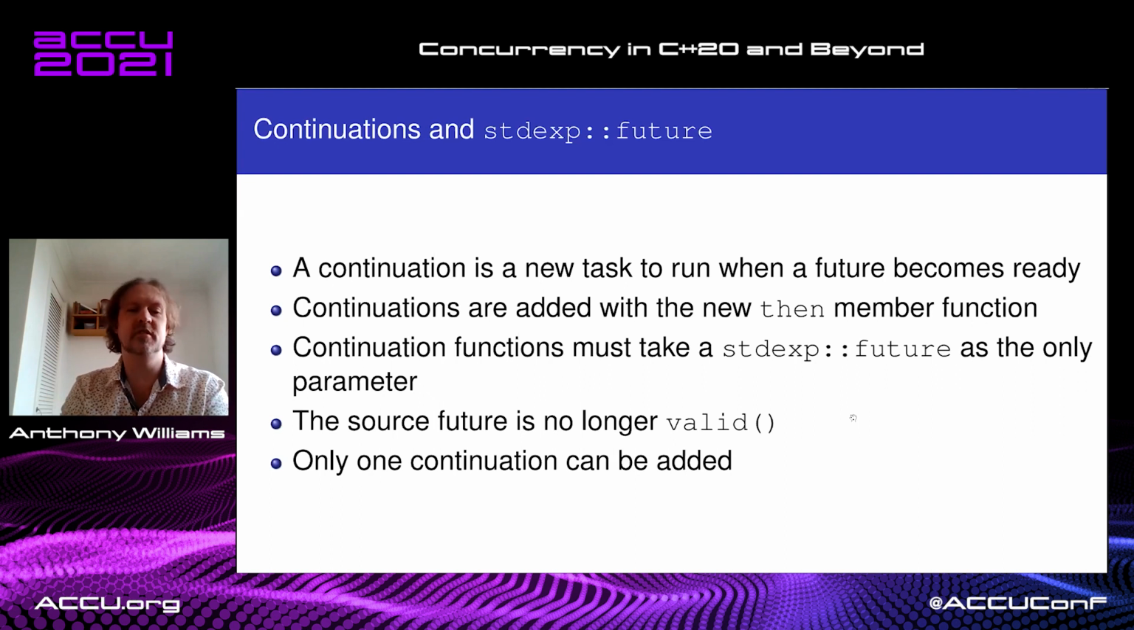So if you've retrieved the value, you can't retrieve it again. In this case, you've said, well, I'm going to retrieve the value and pass it to my function. So all that happens internally, and so the original is then no longer valid. As a consequence, only one continuation can be added to a given future. Though obviously now you've got a new future, so you can then chain a new continuation on the end of that.